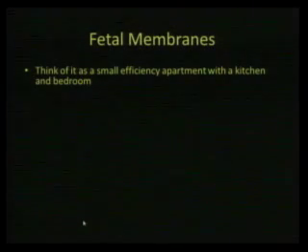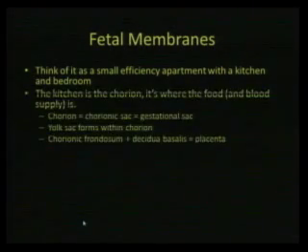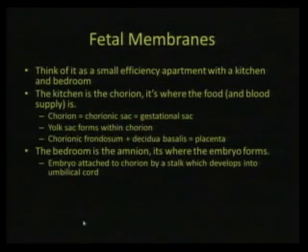A little bit about the membranes. Think of it as a small efficiency apartment with a kitchen and a bedroom. Basically, the kitchen is the chorion. It's basically where the food is, so that's where the blood supply is to the fetus. The chorion, the chorionic sac, and the gestational sac, it's all the same thing, so there are different terms for it, but they all mean the same thing. So the yolk sac actually forms within the chorion, and remember that chorion frondosum plus that decidua basalis will actually go on to form the placenta. So this is basically the food supply for the fetus.